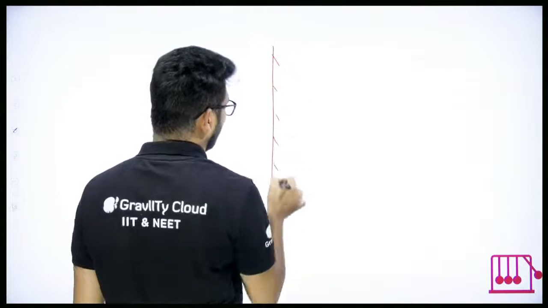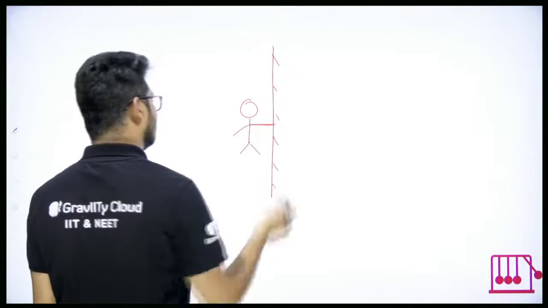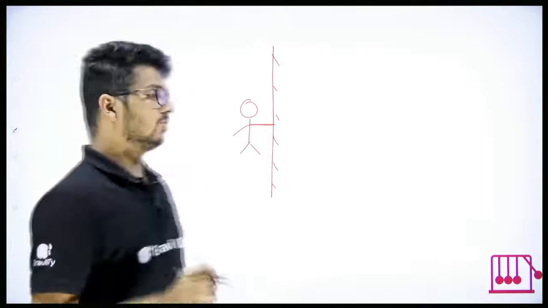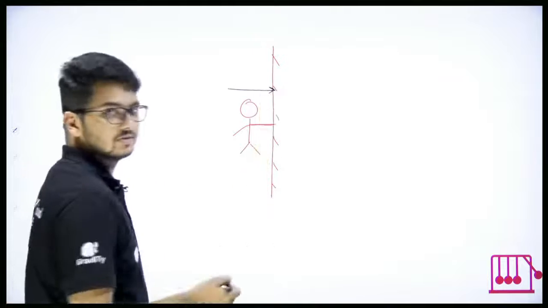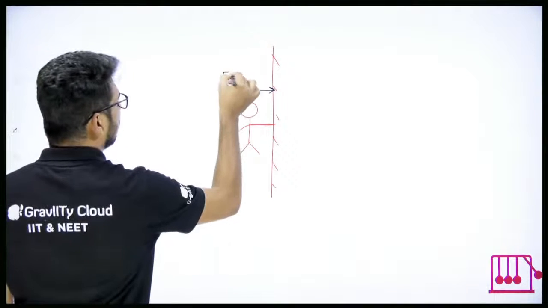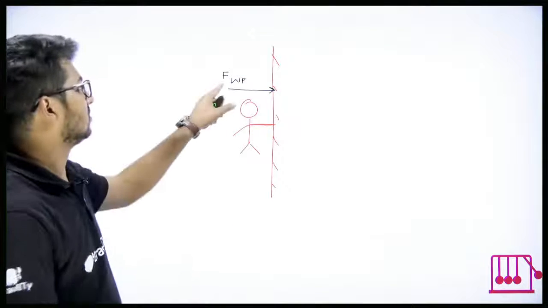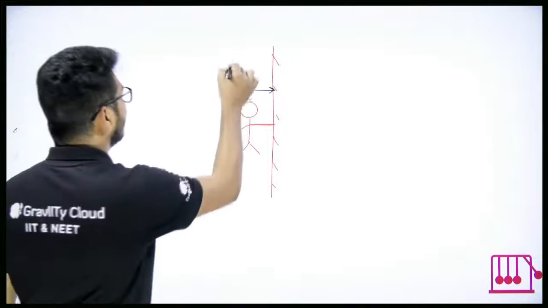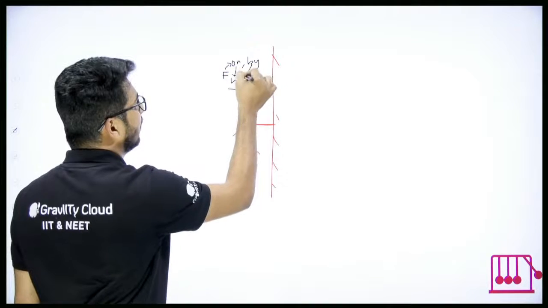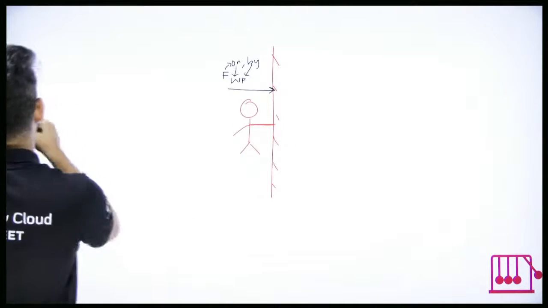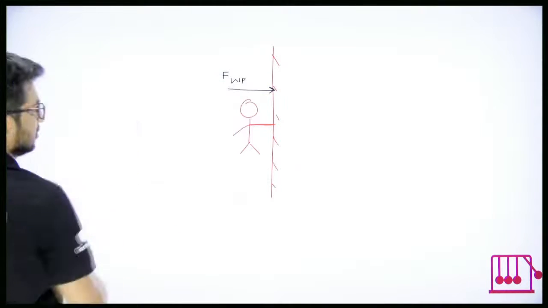Again, let's say this is a wall and here there is a person. Let's say that person is pushing the wall. So what forces act here? One force, the person is pushing the wall. So this is one force. So how do I write it? Force on the wall by the person. FWP, force on whom? On wall. First comes on, then comes by. So force on wall by the person. Okay. First comes on, second comes by. Understand that. So force on wall by the person.